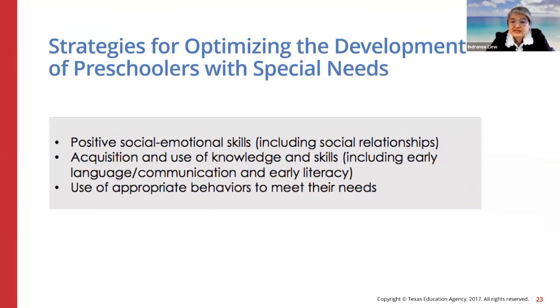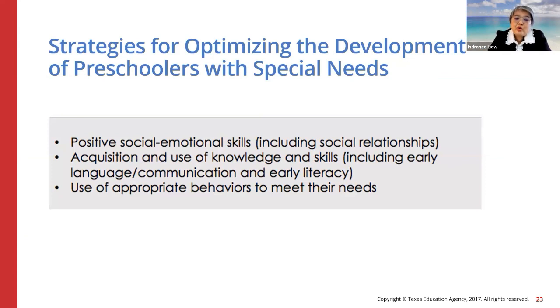Okay, preschoolers with special needs. If we want to help them, all right. So what we do is, number one, we need to teach them social and emotional skills. They need to know their feelings, happy, sad, angry. And what they do when they are angry: you don't hit people. What do you do instead? We also need to teach them social skills or social relationships.